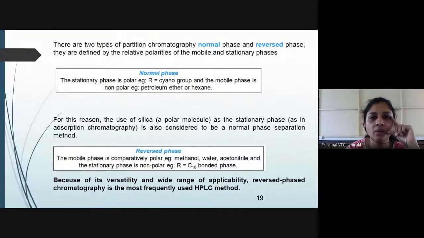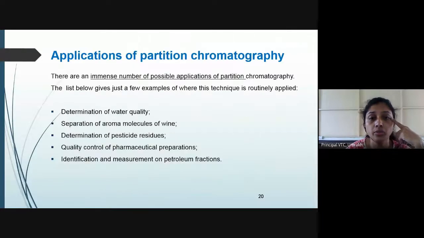There is normal and reverse phase in partition chromatography. If your stationary phase is polar and mobile phase is non-polar, it will be called normal phase chromatography. And if your mobile phase is polar while stationary phase is non-polar, that kind of chromatography will be called reverse phase. Because of versatility and more applicability, reverse phase chromatography is more widely used.